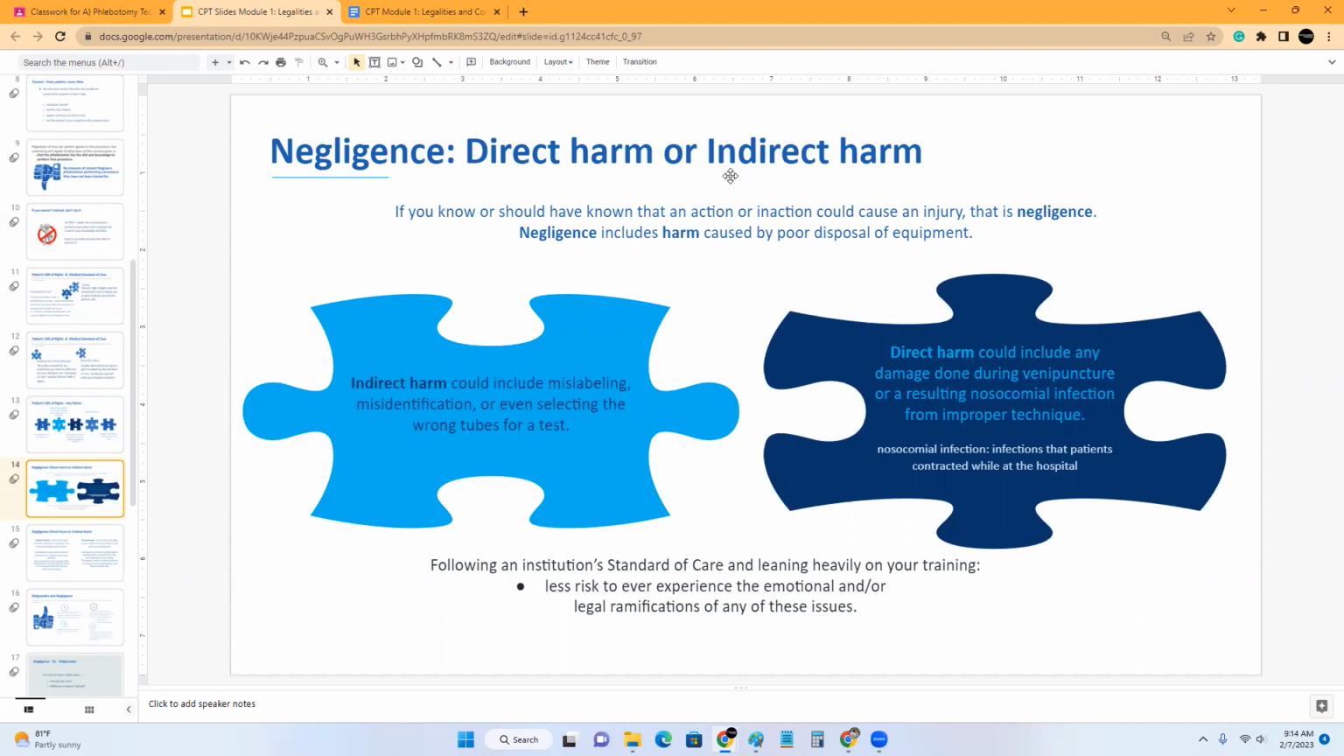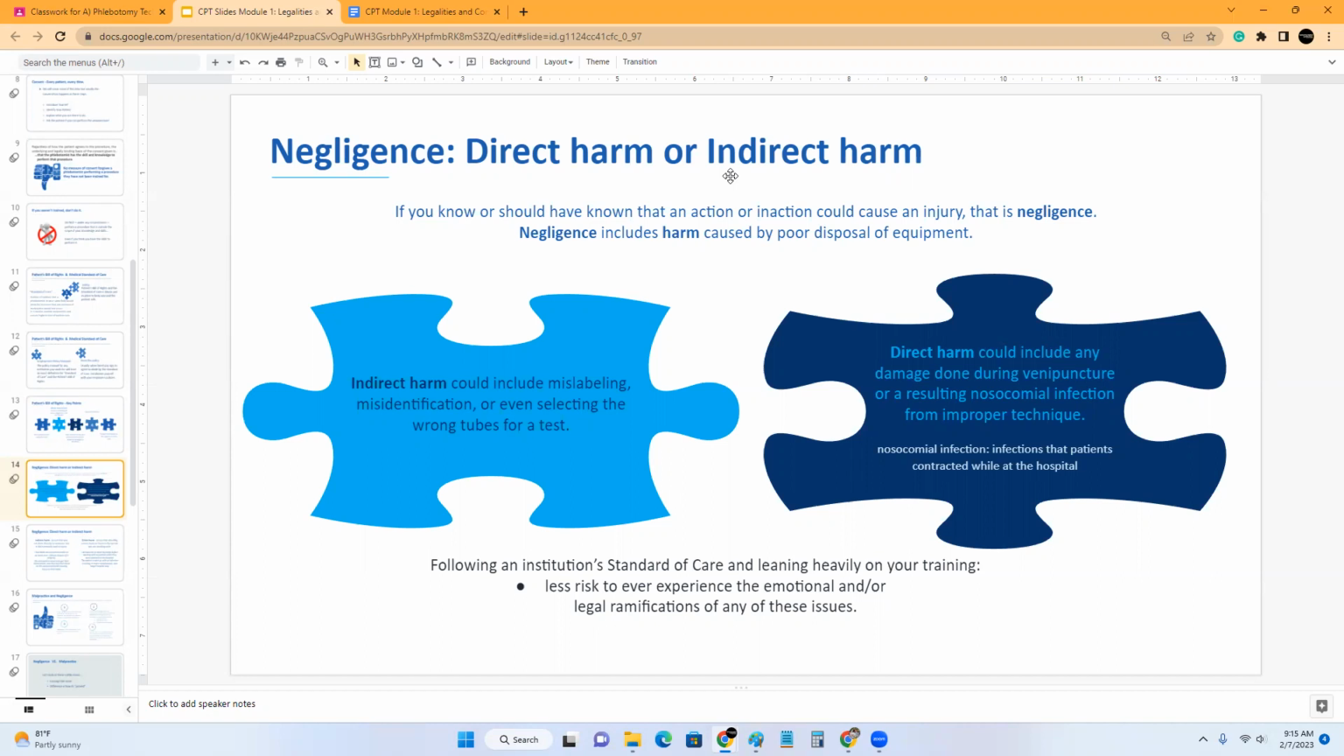Now, indirect harm could be something that's not directly affecting someone else, which we're going to talk about with direct harm. Sorry, I'm kind of jumping. So indirect harm could be mislabeling, misidentification, or even selecting the wrong tube for a test. While direct harm is something that is directly hurting someone, or damaging a person. It can include damage done during a venipuncture or resulting in nosocomial infections from improper technique. A nosocomial infection is an infection that the patient got while in a facility or hospital. They didn't come in with that infection. They got it while they were there.